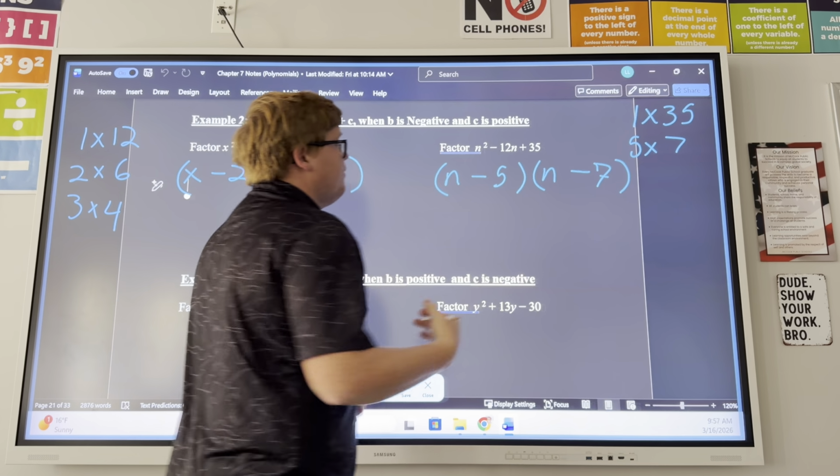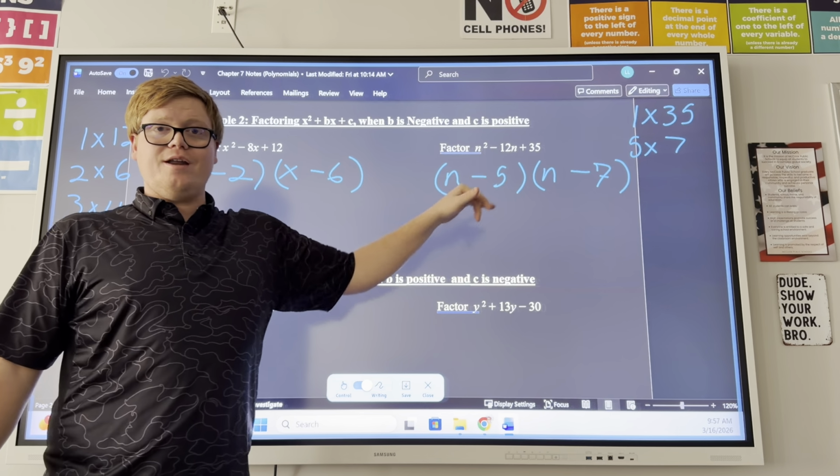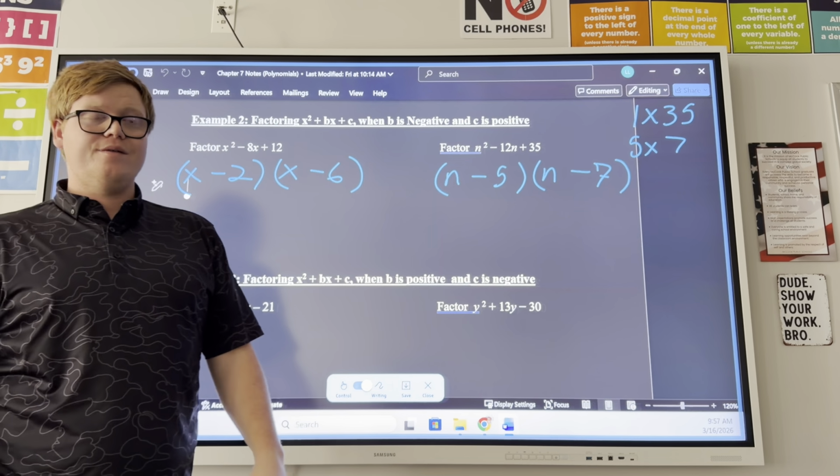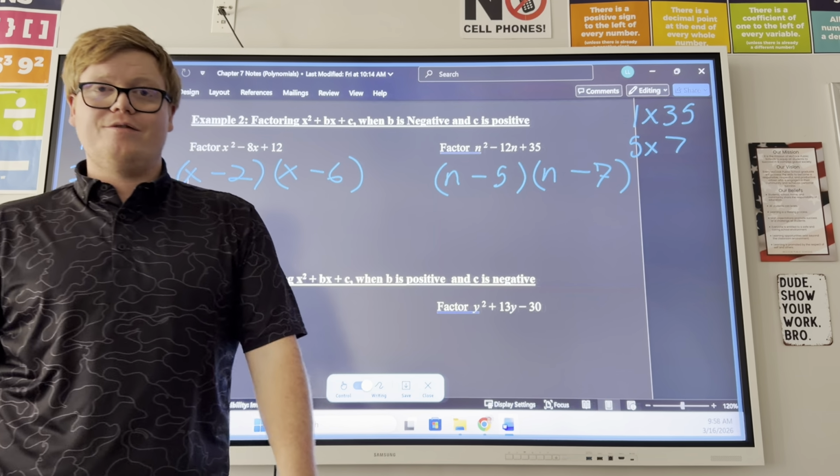Pretty much the rule of thumb is if B is negative, both of these are going to be negative as long as C is positive. If B is negative and C is positive, both of these are going to be negative no matter what.